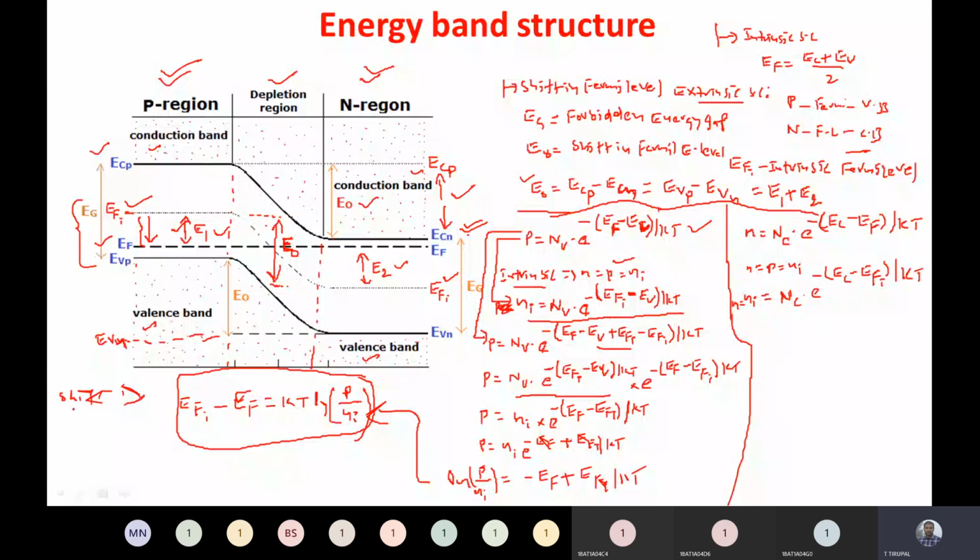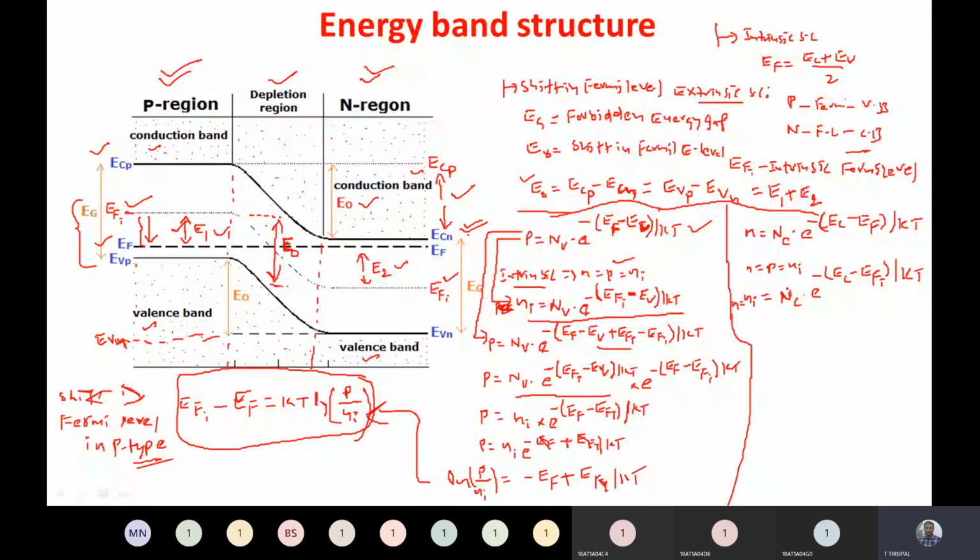Shift in Fermi level in p-type semiconductor. Similarly, can you find the shift in Fermi level in n-type semiconductor? What will be the shift in Fermi level in n-type semiconductor? Can you tell me? Shift in Fermi level in p-type is EFI minus EF. That is equal to, we have proved, KT ln P by Ni. Now, can you tell me what is the shift in Fermi level in n-type semiconductor?